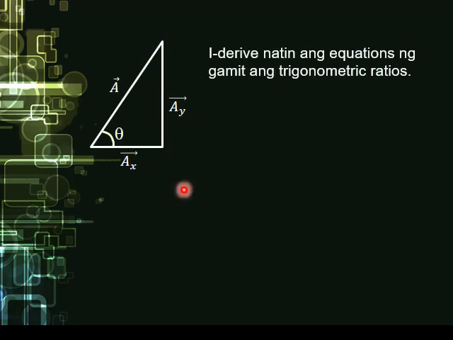Okay, so i-derive natin ang equation na gagamitin natin sa trigonometric ratios. Okay, so ito yung right triangle na dinrawing natin kanina. Okay, so para ma-define natin ang cosine theta, so ang cosine theta is ito. So, cosine theta, that means it is the adjacent over the hypotenuse. Okay, kaya A sub x over A.